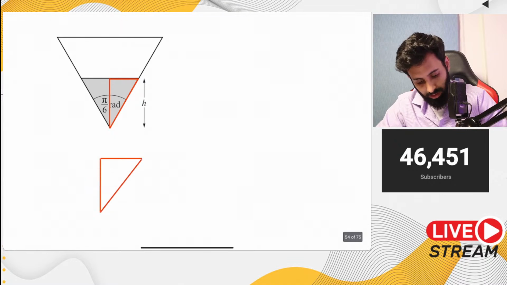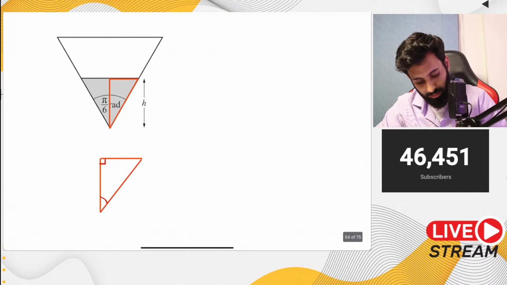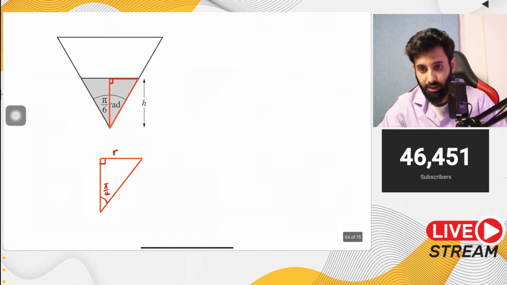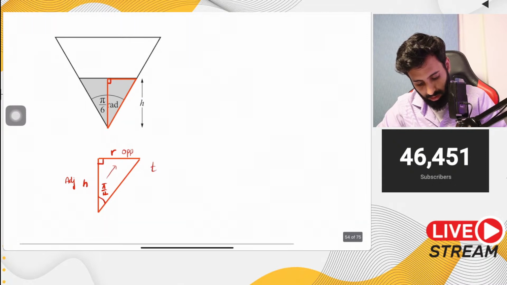Okay. So the reason why we have pi upon 12 is because it gets divided by 2. When you draw a perpendicular line, the angle gets divided by 2. So that's why we have pi upon 12. So this is pi upon 12. This is r that we have to find out, and here's h. Now how can we find out r? We can use tan. So this is the opposite length, and here is the adjacent length. So we can use tan of pi upon 12, which is equal to opposite upon adjacent.